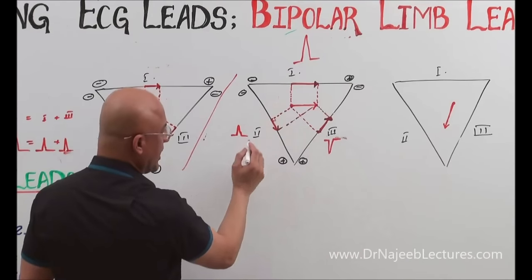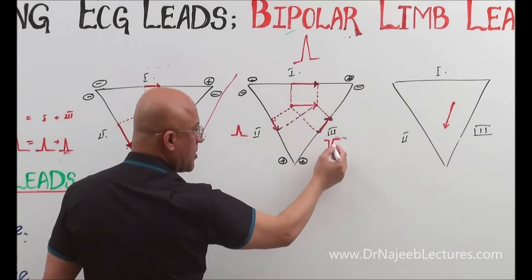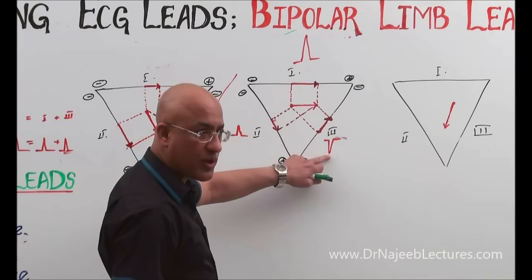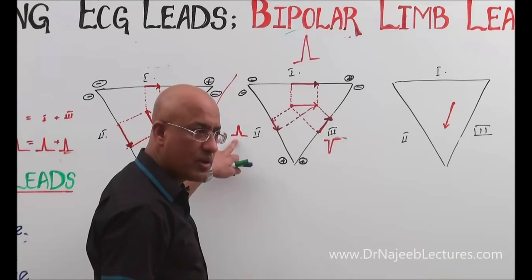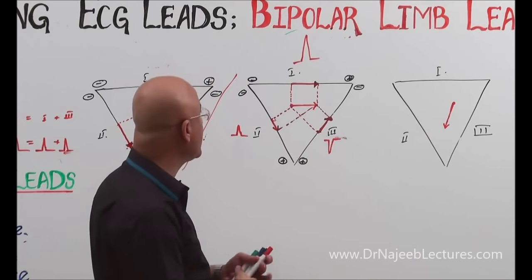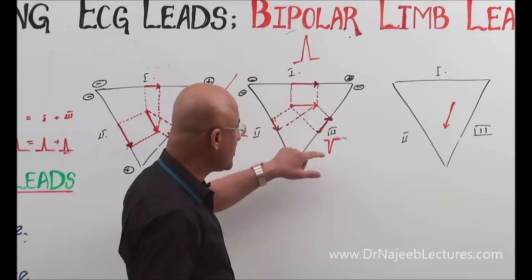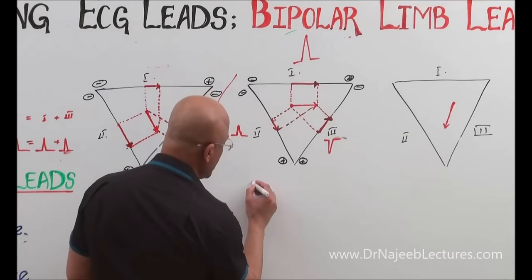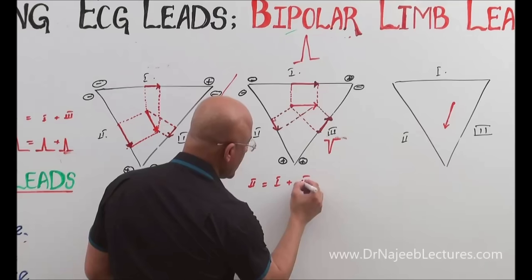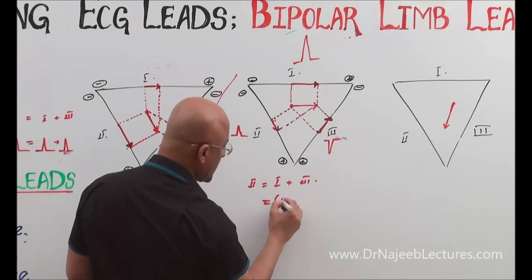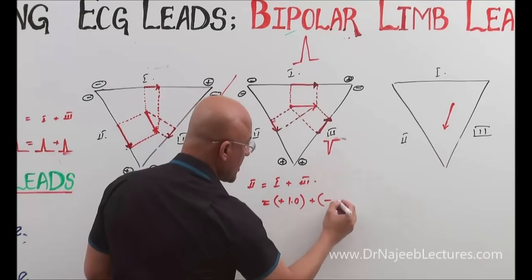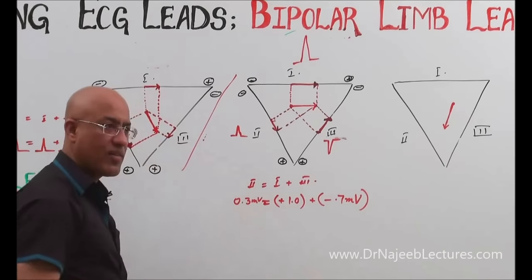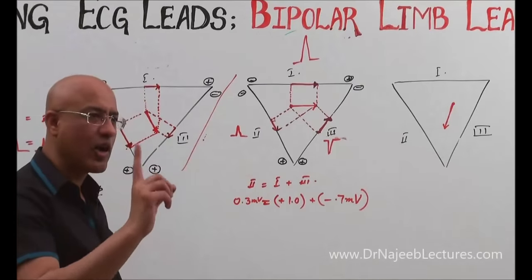So what will be the result? Lead number 1 is very positive, and when you add them, lead 1 is positive, suppose 10 squares, and this is deflected downwards 7 squares. So the net is 3 small squares. Or we can say if it is 1.0 millivolt upward and this is 0.7 millivolt downward, then it will be 0.3 millivolt upward. So it will hold true. How? 2 is equal to 1 plus 3. What was 1 here? Positive millivolt plus negative 0.7 millivolt, and both added together become 0.3 millivolt. You see, the vector has changed its position, but Einthoven's law is holding true.